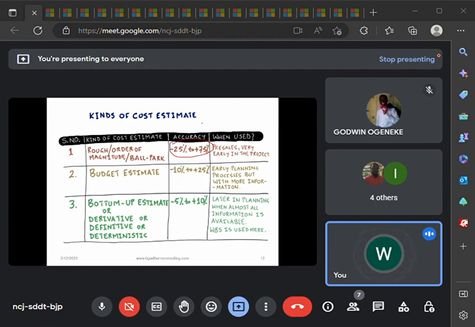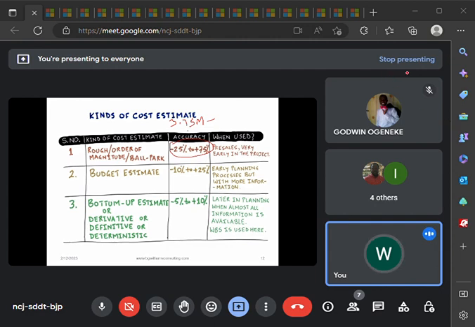Let me quickly check that. 5 million times 25% is 1.250 million. Because you say minus 25%, you are going to subtract 1.250 million from 5 million. So you are having about 3.750 million. So your rough order of magnitude will now start at 3.75 million. So then what is 75%?